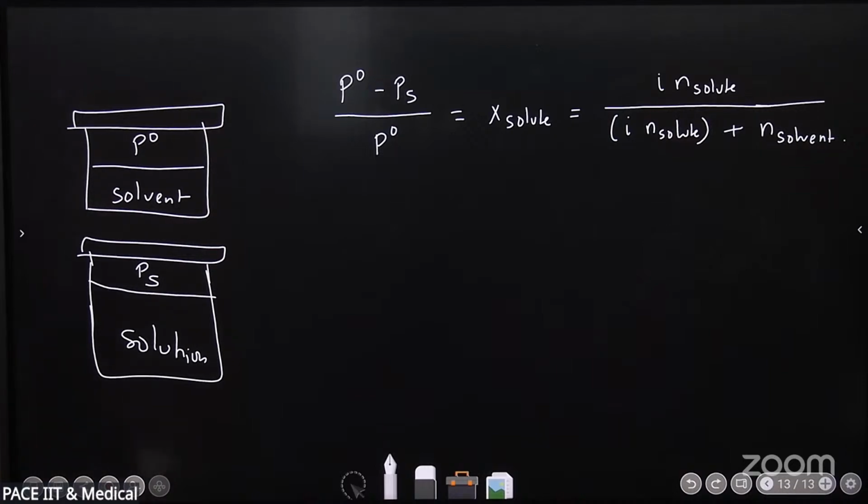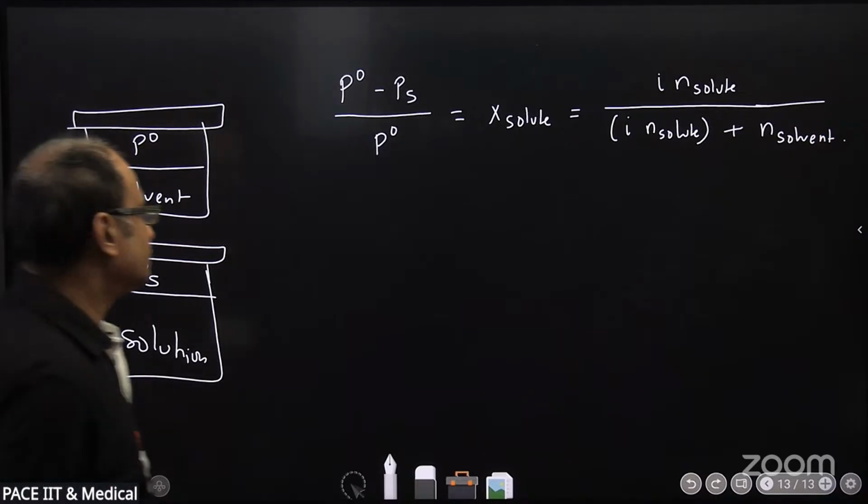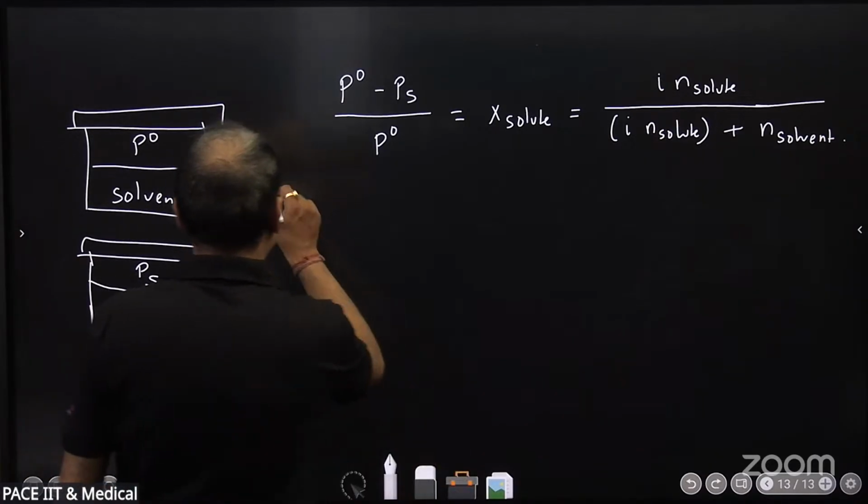So let's see a few examples on these two properties, that is lowering of vapor pressure and osmotic pressure. So first example, let's take like this.